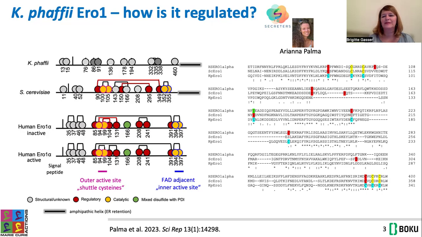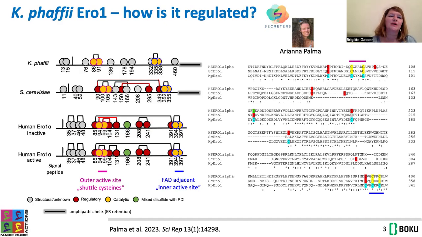And as you can see here, some things are quite obvious. For example, that these cysteines here are most probably the FAD-adjacent active site, while these ones here form the so-called outer active site or shuttle cysteines. But for the other cysteines, not much is known. Some of them that are present in human or Saccharomyces do not even have a homolog amino acid in Pichia. Some of the other cysteines are conserved in Pichia and in human, but not in cerevisiae. So not really informative from the sequence alignment.